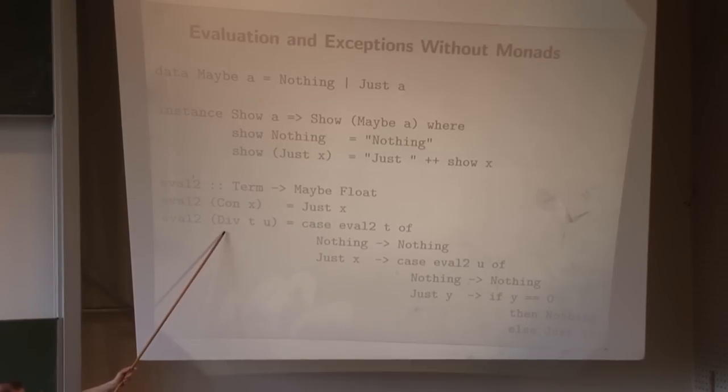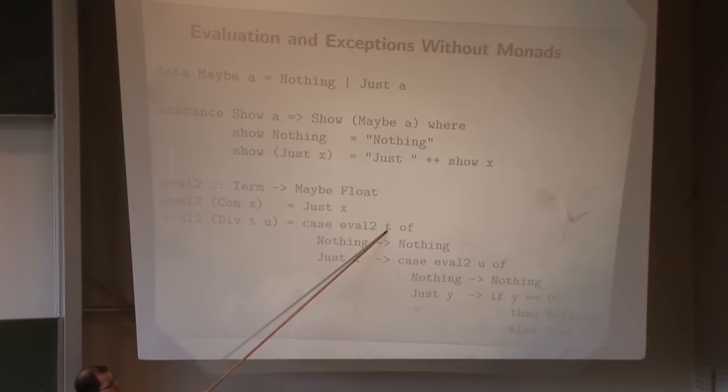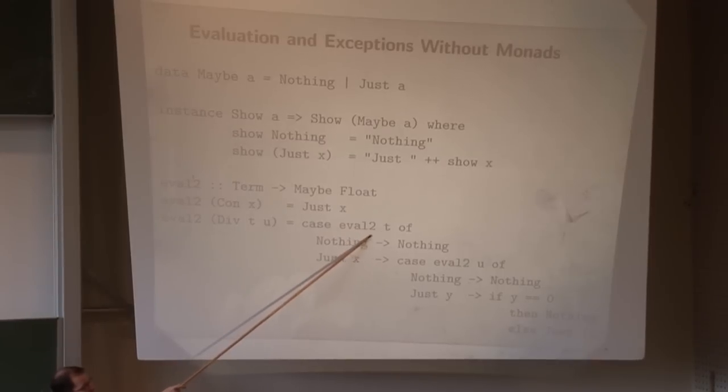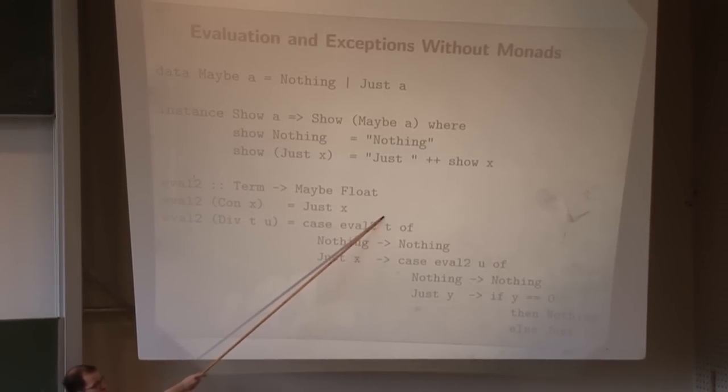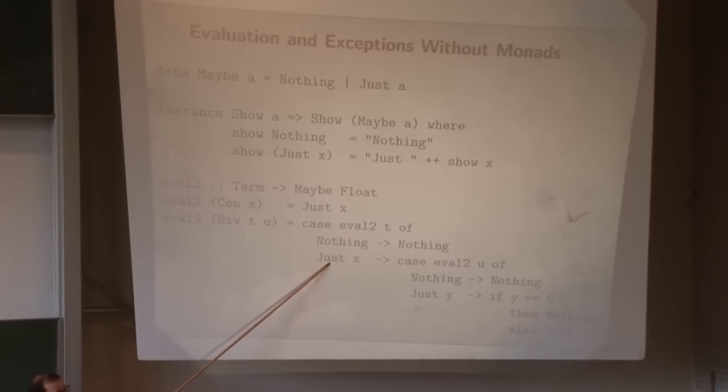If we want to convert the term division of t and u, then we first evaluate t. Now, there are two possibilities. Either the evaluation of t leads to an error, because somewhere in the evaluation of t, we would have to divide by 0. In this case, t would be evaluated to the value nothing. Otherwise, it would be evaluated to a value of this form, just x. Now, if t is nothing, so if evaluation of t leads to an error, then evaluation of this thing should also lead to an error. So we should immediately return nothing before evaluating u and before trying to divide the value of t by the value of u.